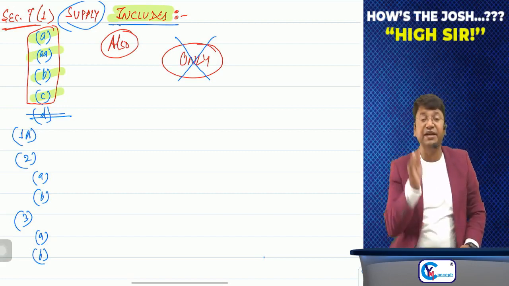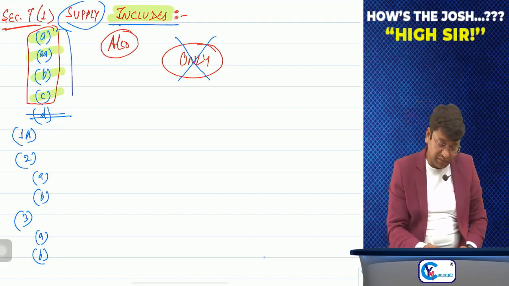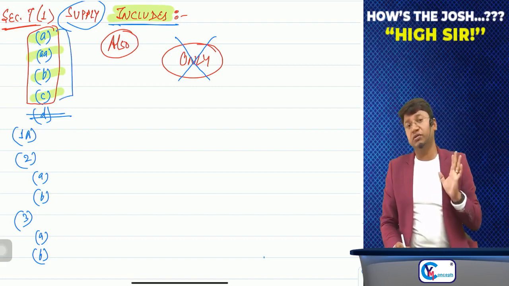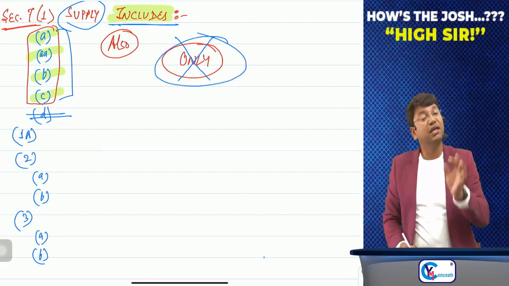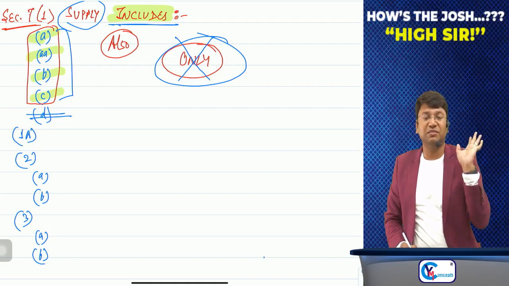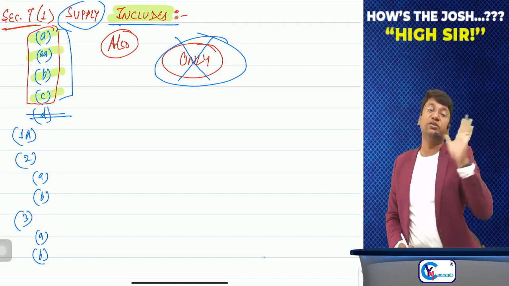They use this word intentionally, includes, so that if anything remains out of the scope of these A, B, C and AA, then also they can claim that we have not said that only these are covered in the term supply, these are also included in the term supply. So logically, if this transaction should be included in the supply, then it is also supply.